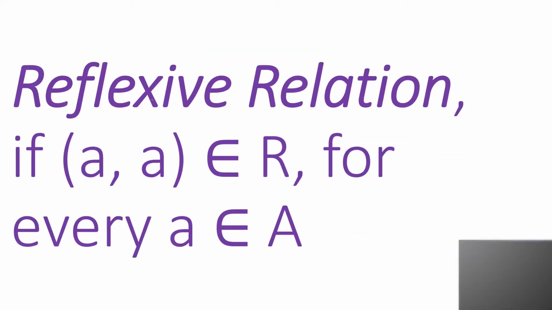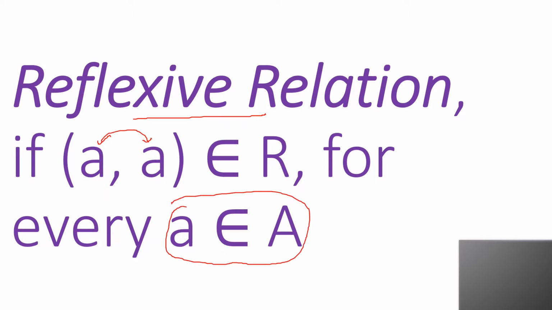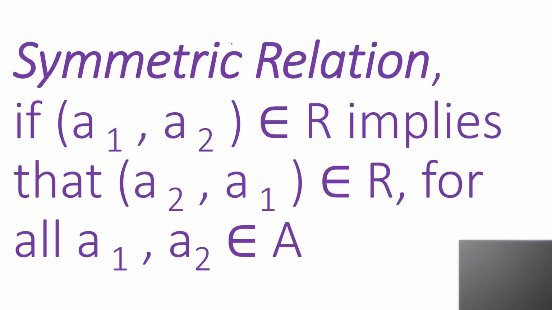Very first is reflexive relation. A relation is said to be reflexive if every element of set A is related to itself. Then only we can say that the relation is reflexive. The main point is every element of A belongs to set A on which we are defining the relation. If there is any one element which is not related to itself in that relation, then this relation is not reflexive.